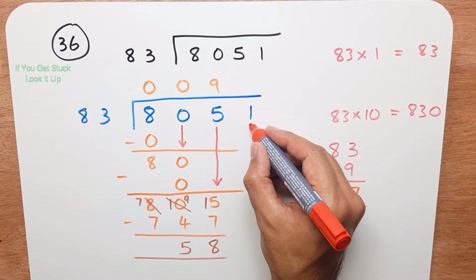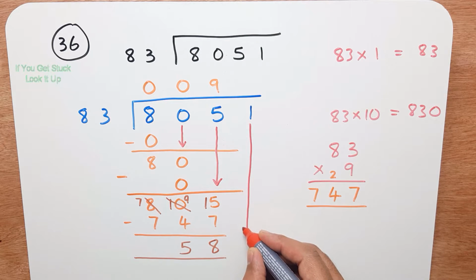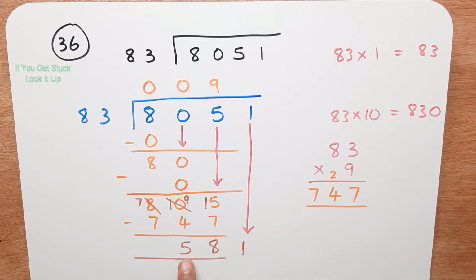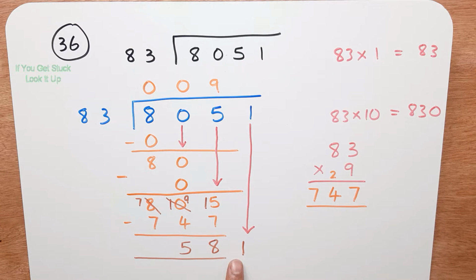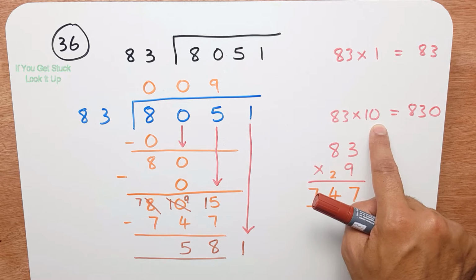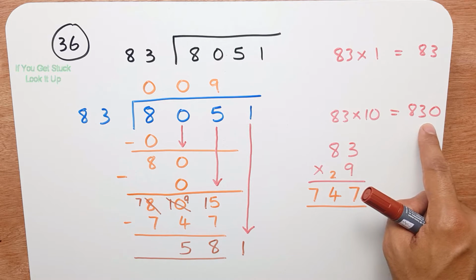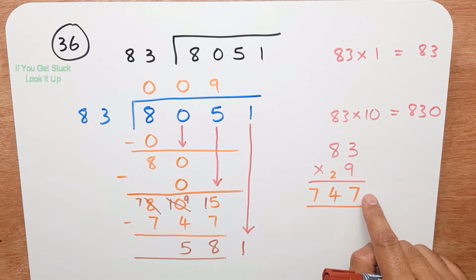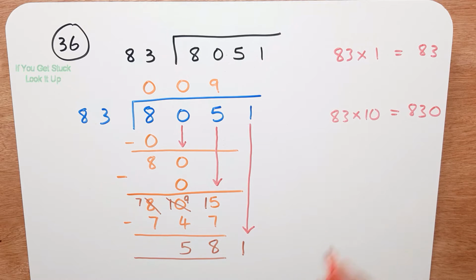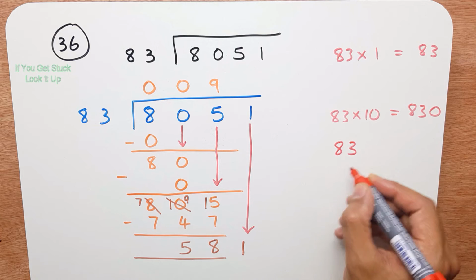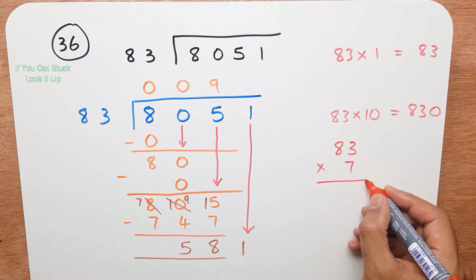Now what I do is I bring this 1 down to here. So this number is 581. Now, how many 83s are there in 581? So I know 10 times 83 is 830. I know 9 times 83 is 747. So let me take a sensible guess. Let me try 7. So I'm going to do 83 times 7.